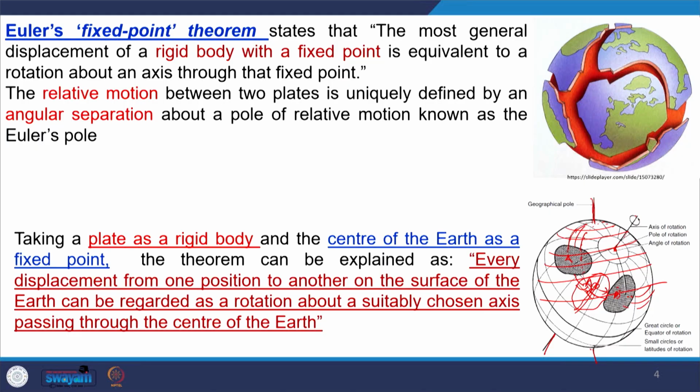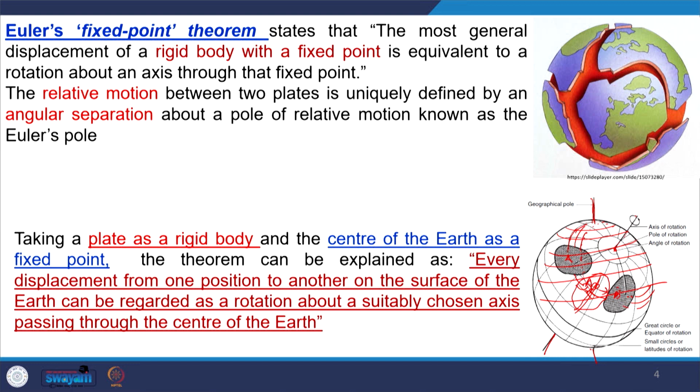Now, taking this plate as the rigid body and the center of the earth as a fixed point, this theorem can be explained: every displacement from one position to another on the surface of this earth can be regarded as a rotation about a suitably chosen axis passing through the center of this earth, that we have discussed already, that here if you have a point and here we have a plate.